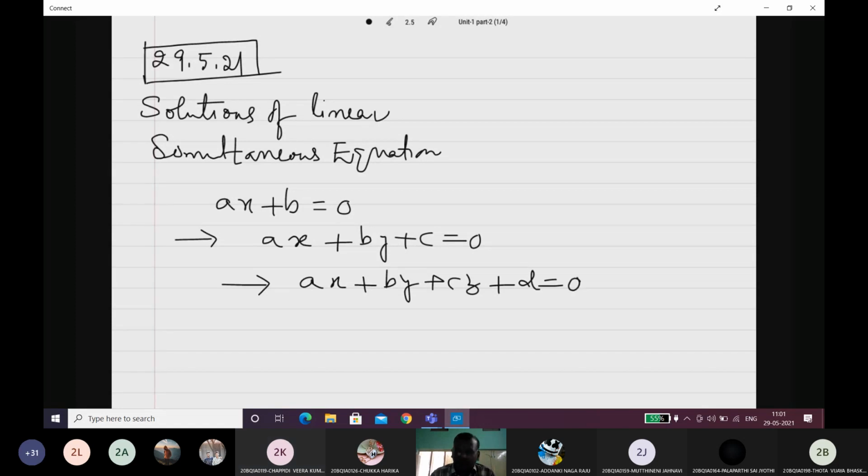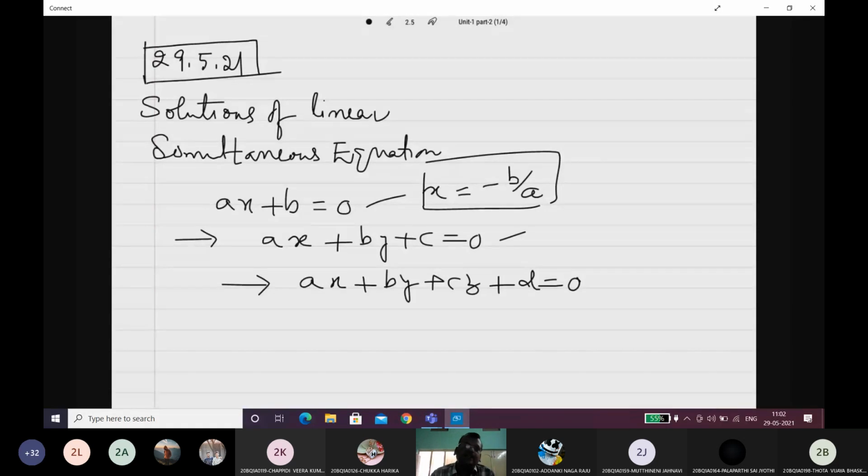Now, what is the solution of the first equation, ax plus b equal to 0? X is equal to minus b by a. Now, what is the solution of the second equation? Does the equation have a solution or not?